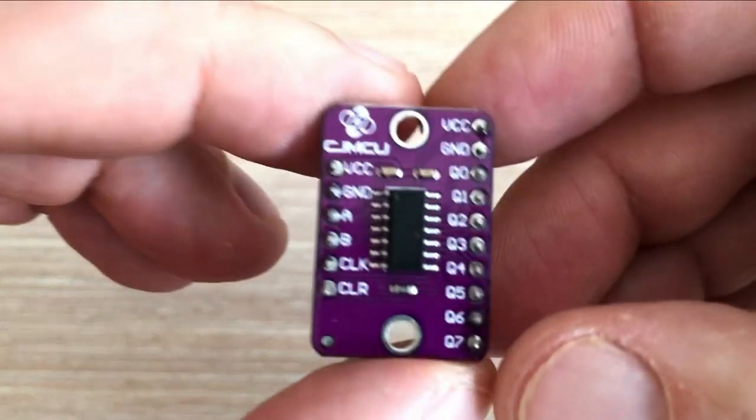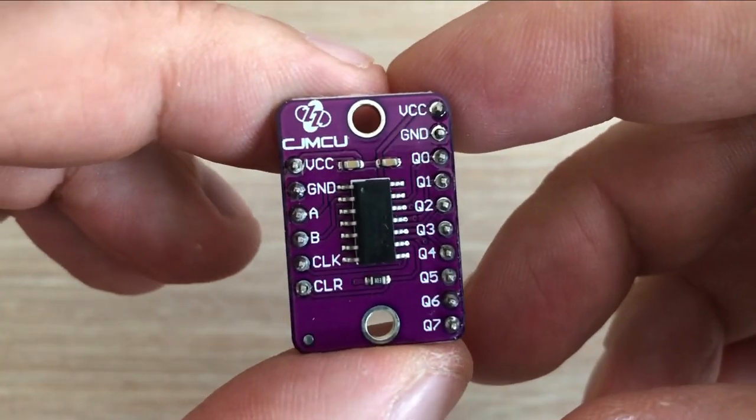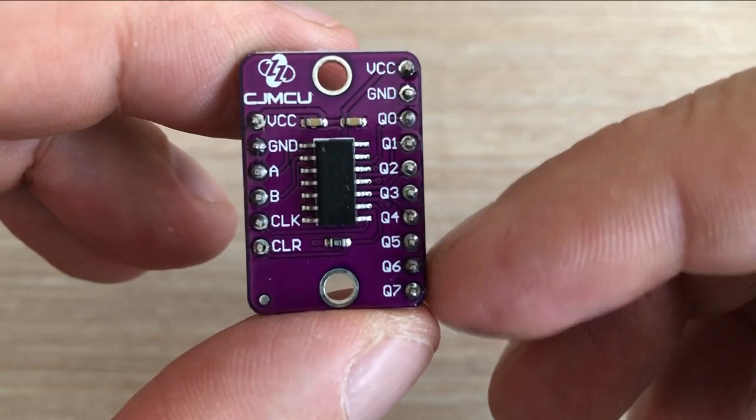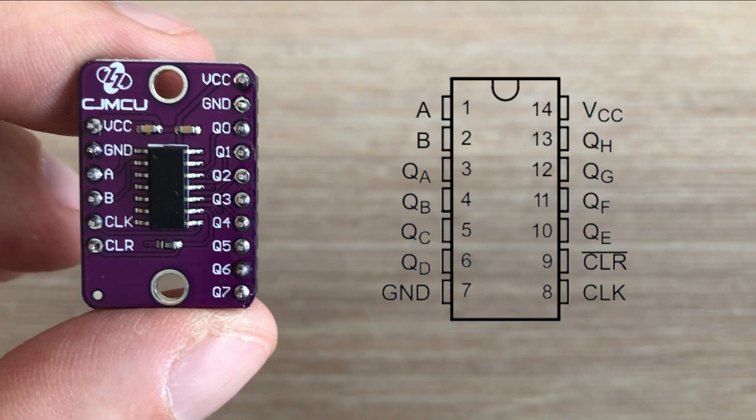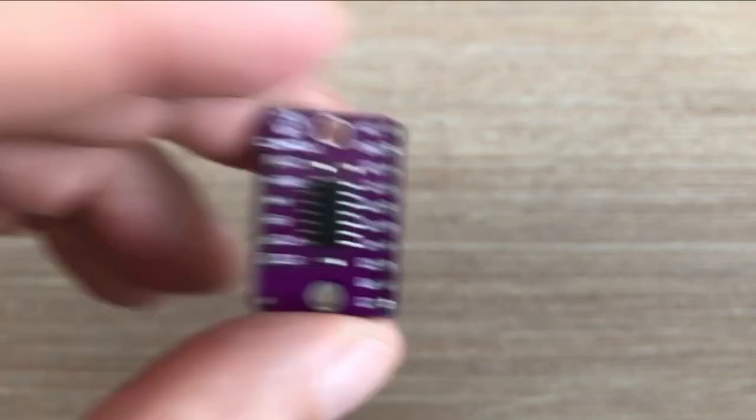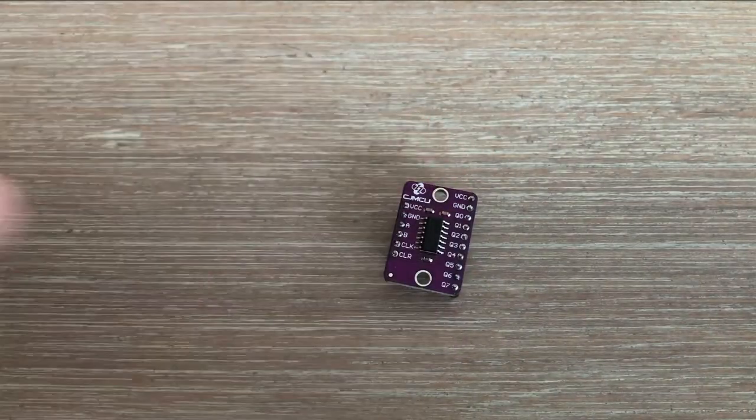Here is the breakout board with the 164 shift register on board. All the output pins are conveniently positioned on the right side of it. Here's how the pins of that module map to the actual legs of the shift register chip. Please note that it has just 14 legs, two less than the most popular 595 shift register. I will explain in detail what each individual pin is responsible for later in this video.